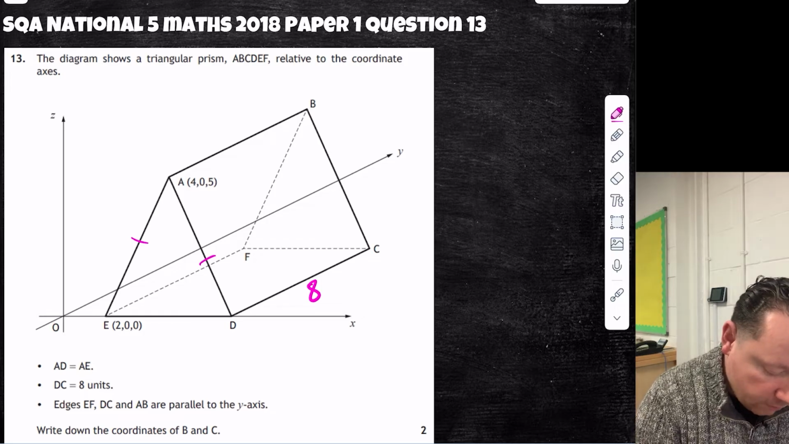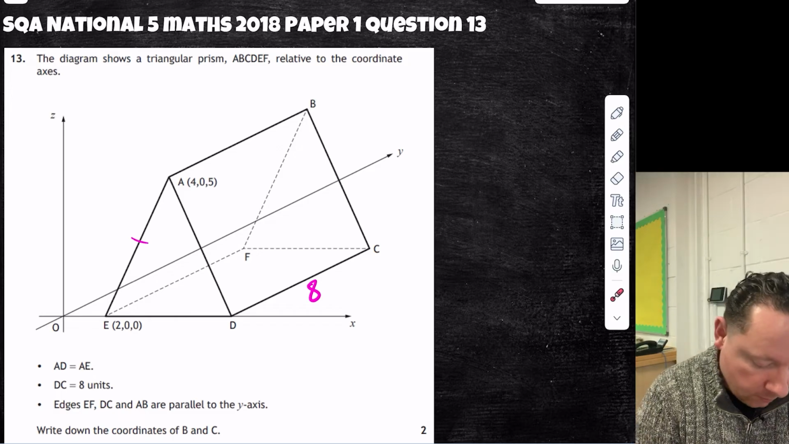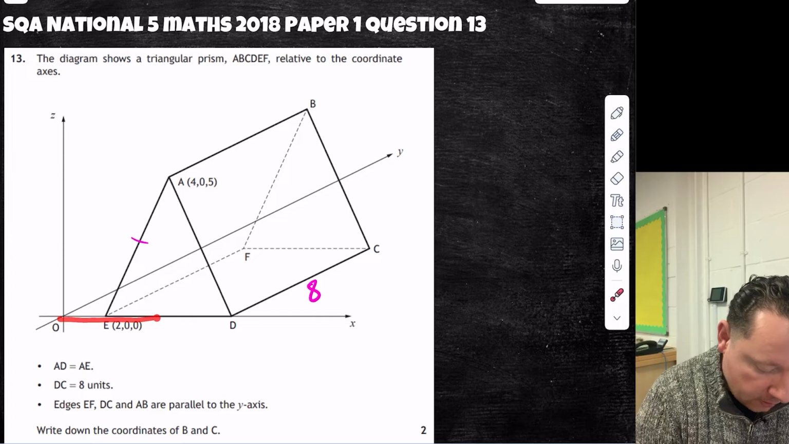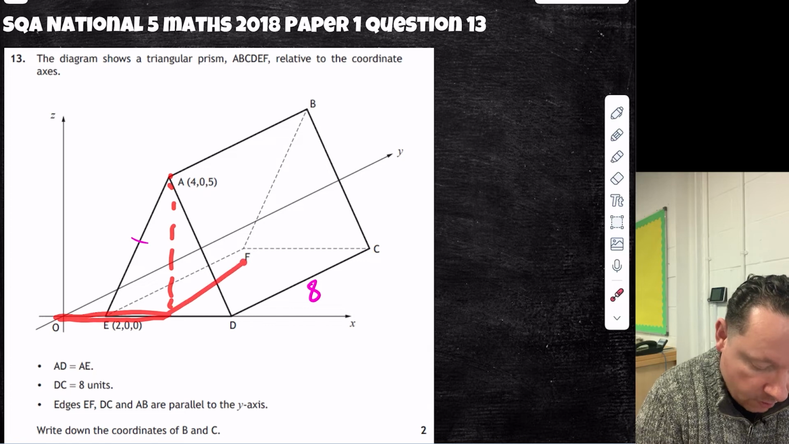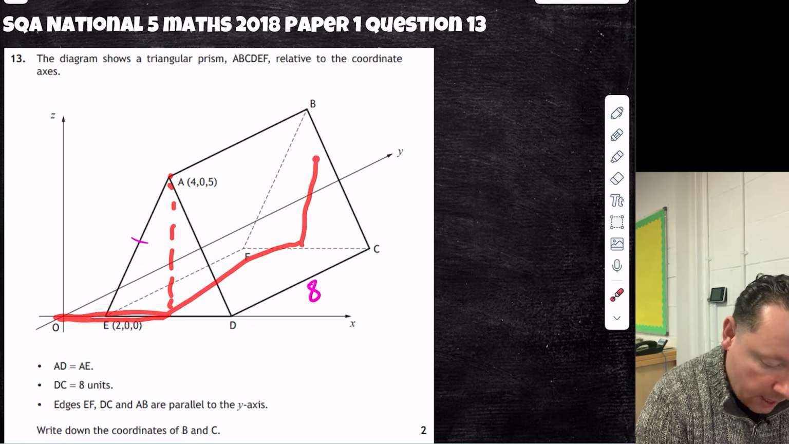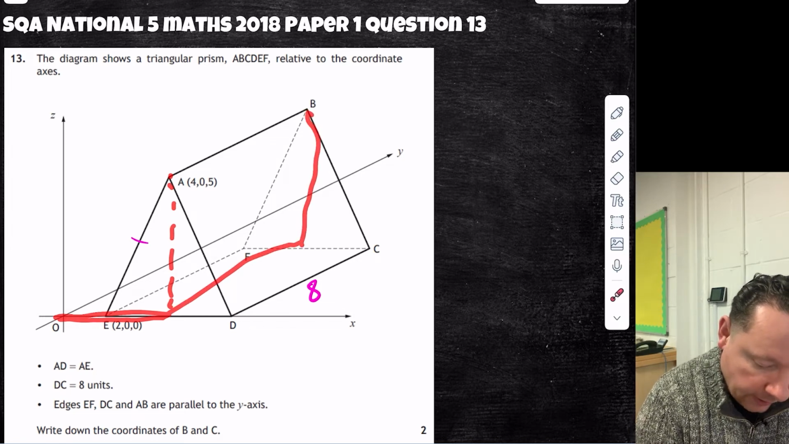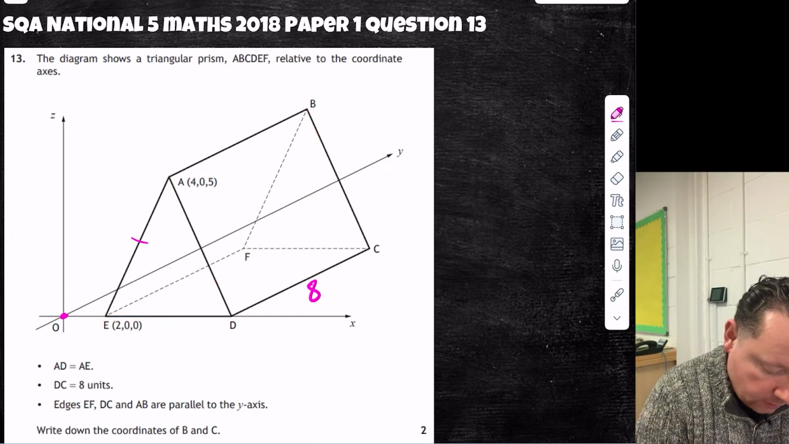And it says that we've got edges EF, DC and AB parallel to the y-axis. Write down the coordinates of B and C. So let's work out how we get to B. Well, if we start at 0, 0, we always start, we need to go along, and that'll be in the middle of the shape, because if you see B here is in the middle here, so I need to go along to the middle of the shape, then down the y-axis, and then up high. So I just need to work out these 3 lines. So let me draw them in. I need to go along to here.